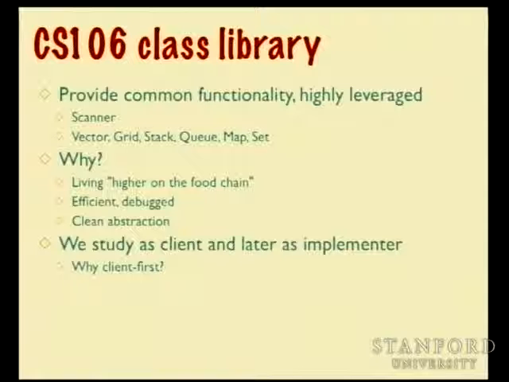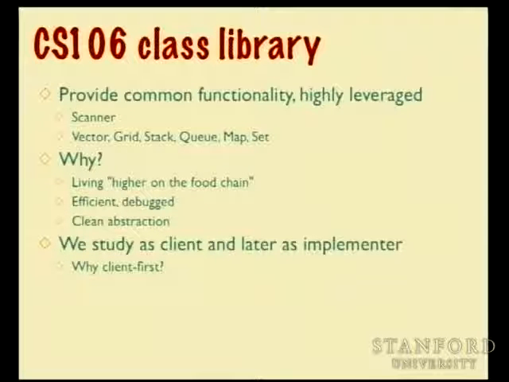One of them is the scanner, which I separated by itself because it's a bit of an unusual class. Then there's a bunch of container classes on that next line: the vector, grid, stack, queue, map, and set. They are used for storing data, as different types of collections, and they differ in their usage pattern and in what they're storing and how they're storing it for you.